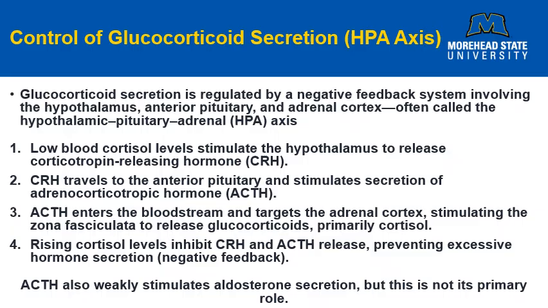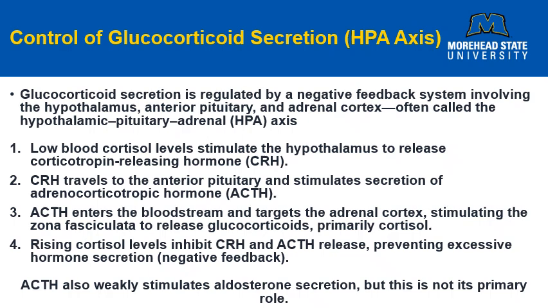Now, like I said, obviously this all needs to be controlled. This is controlled by what is known as the HPA axis, that's the hypothalamic pituitary adrenal axis. And again, it's a negative feedback system, hence its name, the HPA. It's the hypothalamus, anterior pituitary, and adrenal cortex.